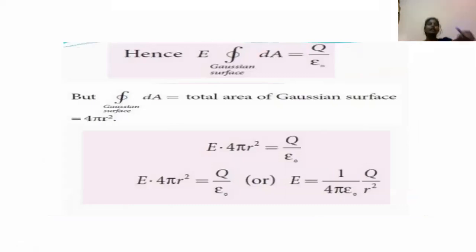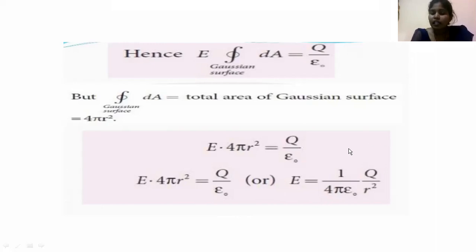Since they point in the same direction, cos theta is cos 0, which is 1. E is constant, so taking it out of the integral, E integral dA is equal to Q by epsilon naught. The integral of dA is the total area of the Gaussian surface, the surface of the sphere, which is 4 pi r square. So E into 4 pi r square equals Q by epsilon naught. So E is equal to 1 by 4 pi epsilon naught, Q by r square.